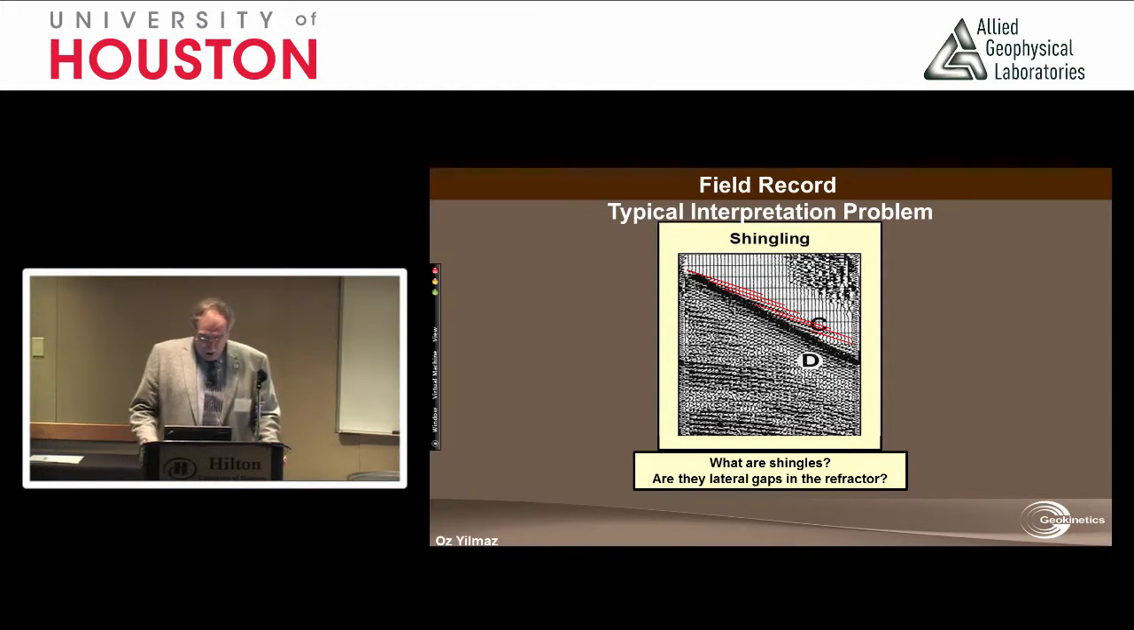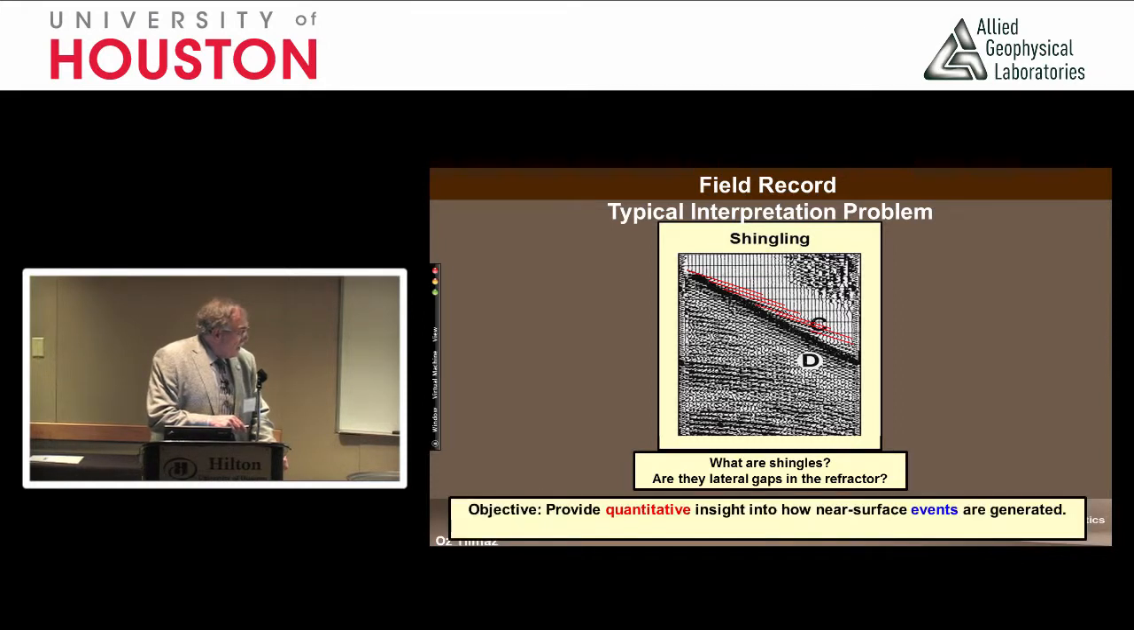Now I'm going to try to solve this because it's my objective to provide quantitative insight into how near surface events are generated. But I'm lazy. I'm so lazy that I'm going to take the easy way out. I'm going to generate a catalog of synthetics. Now the message I'm trying to bring here today for the students is please always start with the simplest synthetic you can. Never try to get the answer at the very beginning, because if you do that, you'll never get an answer.